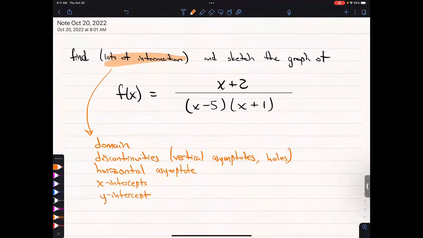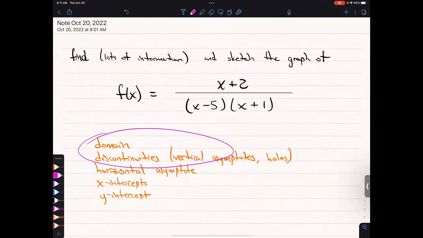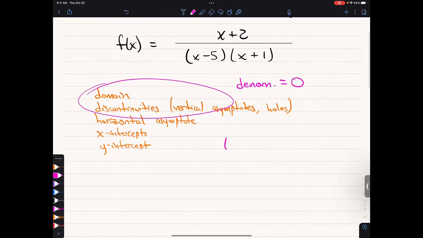How do we figure out domain and any discontinuities? Look at the denominator and set it equal to 0. Set the denominator equal to 0. Okay, so setting the denominator equal to 0 gives you 5 and -1. Those are places where the function is not continuous, right? Because it's not defined, because you get 0 in the denominator, you can't divide by 0.